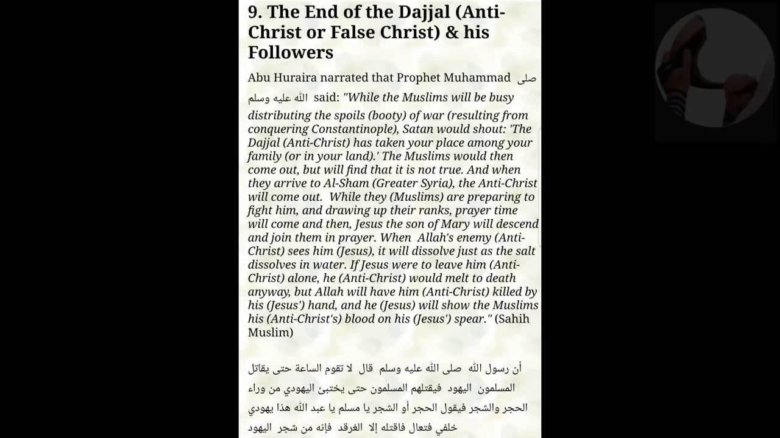It says, while the Muslims will be busy distributing the spoils, booty of war, resulting from the conquering of Constantinople, Satan would shout, "The Dajjal, Antichrist, has taken your place among your family or in your land." The Muslims would then come out, but will find that it is not true. And when they arrive in Al-Sham, Greater Syria, the Antichrist will come out. That is our Yeshua, according to them.